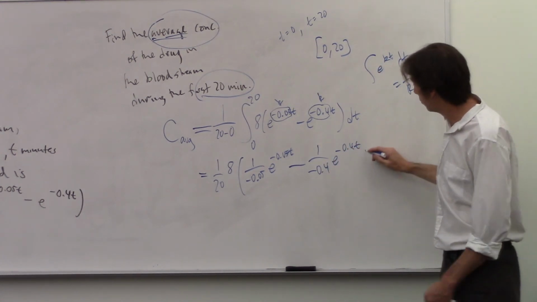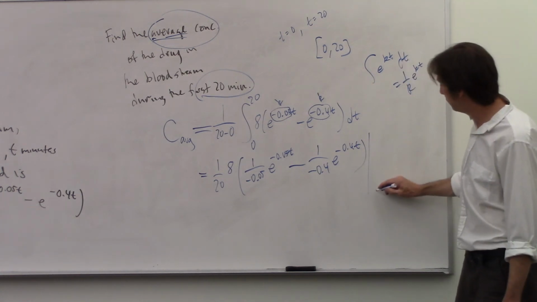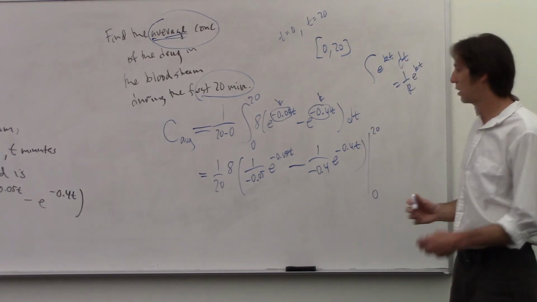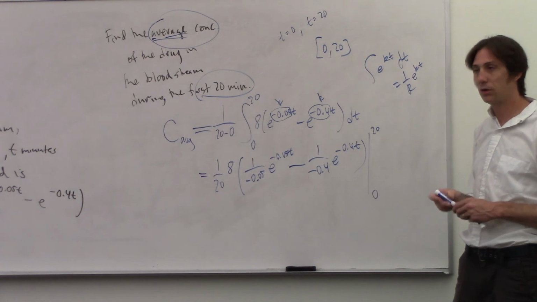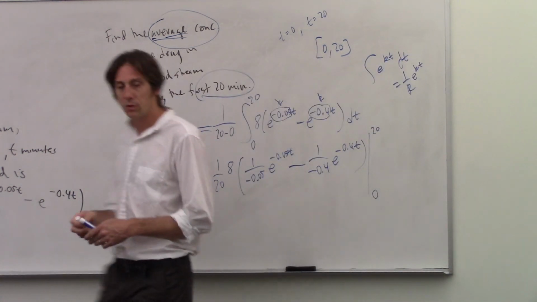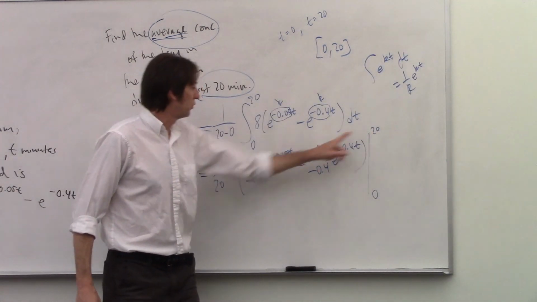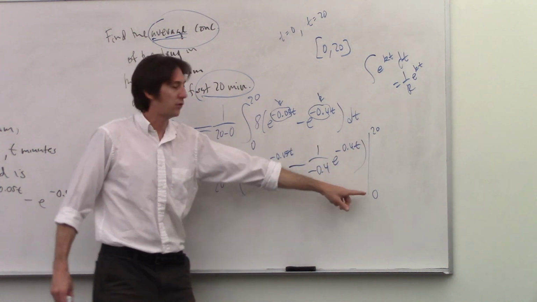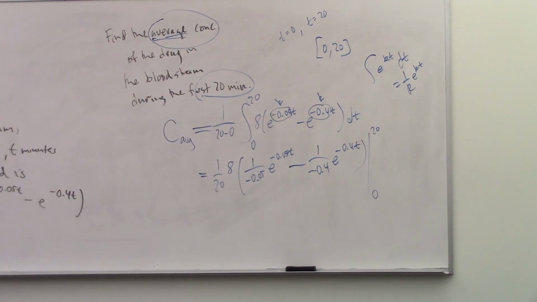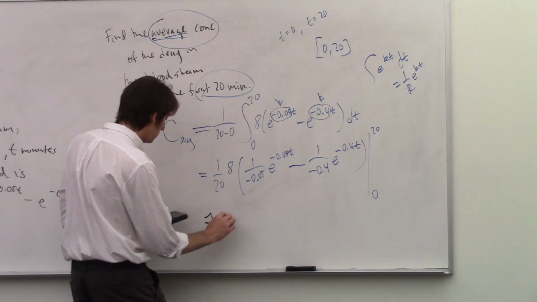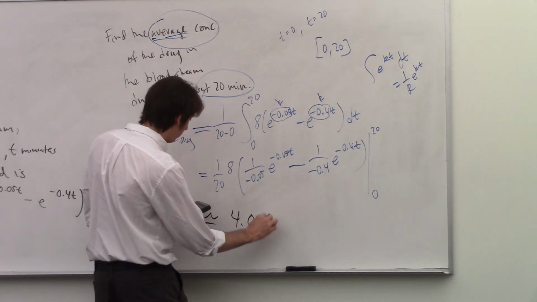That's the integral, but it now has to be evaluated from 0 to 20 because we're applying the fundamental theorem of calculus. Like we've seen, plug in the 20 for t first, and then subtract and plug in the 0. Once you do that, the answer turns out to be approximately 4.06.